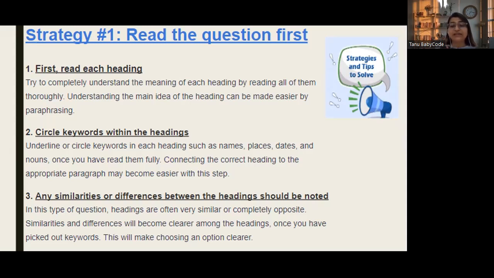Third, any similarities or differences between the headings should be noted. In this type of question, headings are often very similar or completely opposite. Similarities or differences will become clear among the headings once you have picked out keywords. This will make choosing an option clear for you, right?